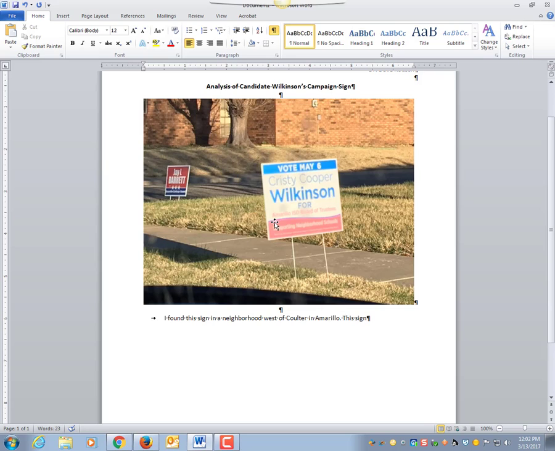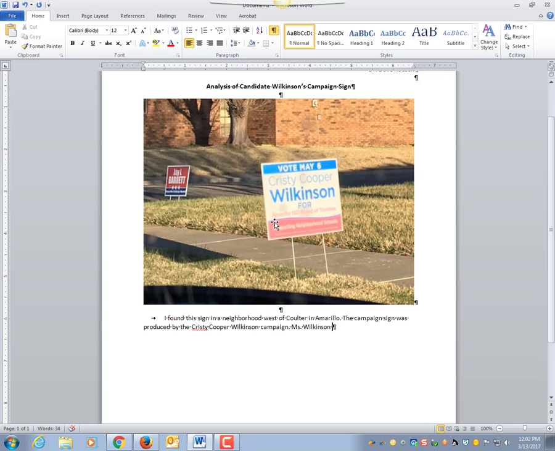This sign, the campaign sign, was produced by the Christie Cooper Wilkinson campaign. Ms. Wilkinson, and I'm going to assume it's a miss by the fact that she uses the spelling of Christie, also the use of the middle name there, which is probably her maiden name actually. So she's probably Christie Cooper. She got married, became Christie Wilkinson.